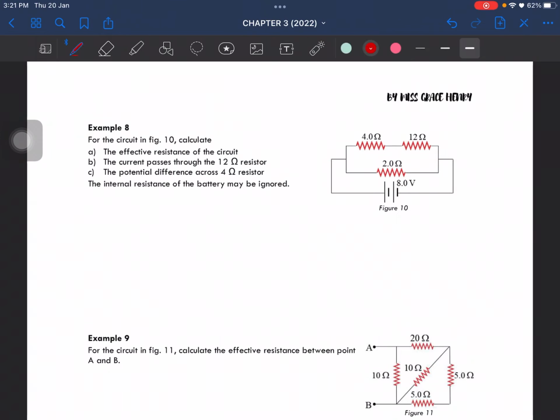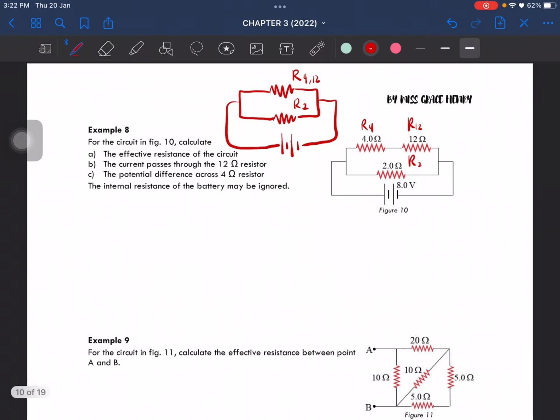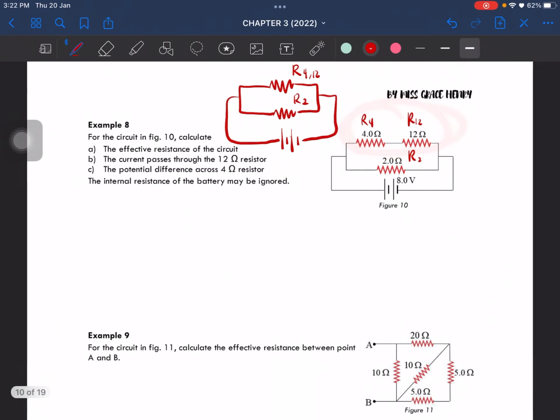Now let's simplify it. So this is the resistor. You should simplify it until it becomes like this. I'll call this R4, R12, R2. So this is R4, 12, and this is R2. This is connected in series, hence we can just add them together.